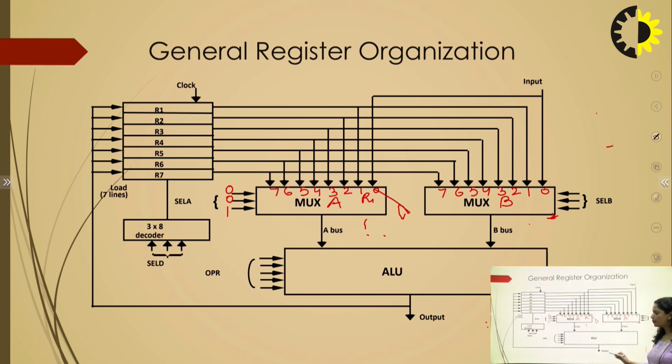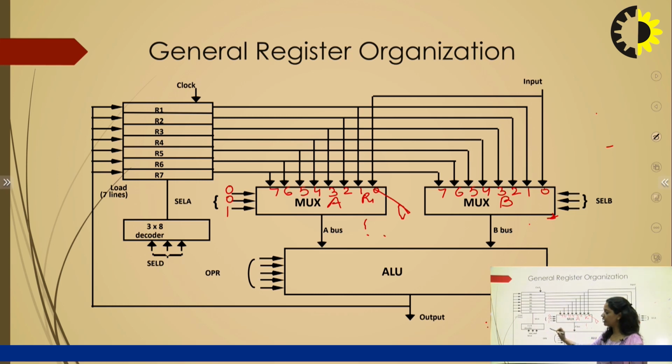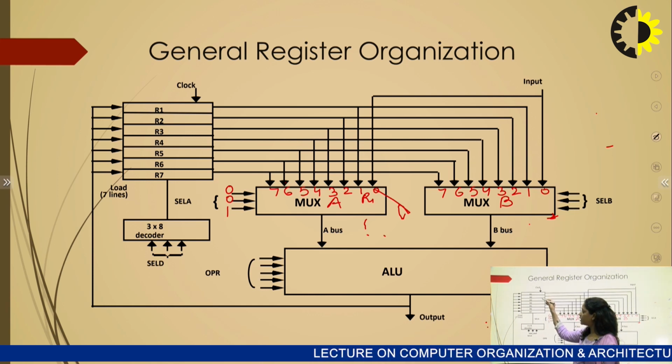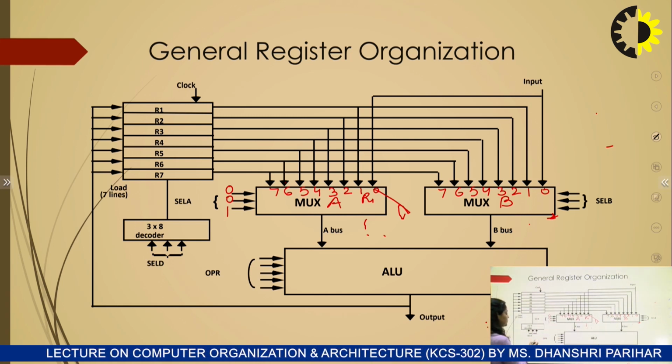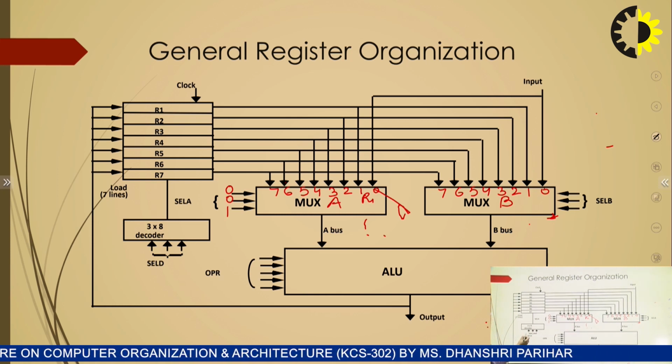Now that output is loaded again into the destination register. How is this destination register selected? That is selected on the basis of this decoder. Here we have a 3 into 8 line decoder. Hence we have 3 selection lines, known as the selection D lines, for selecting any one of the registers among the 7 registers. Again we have 3 bits of code for making the selection.